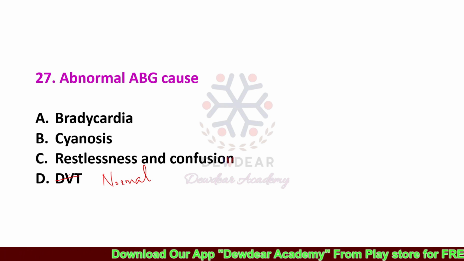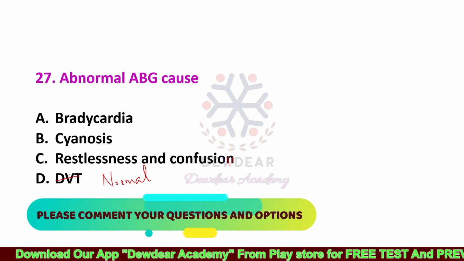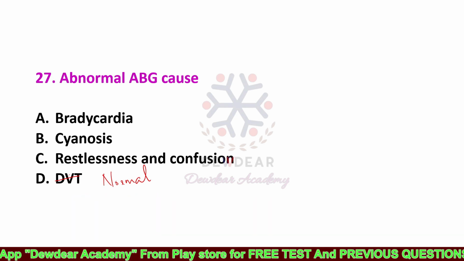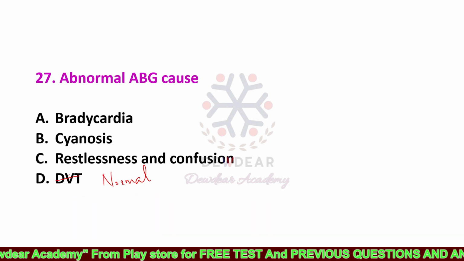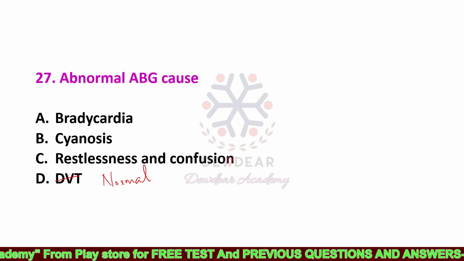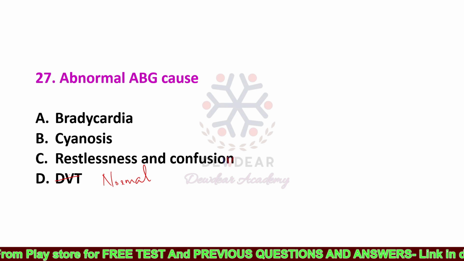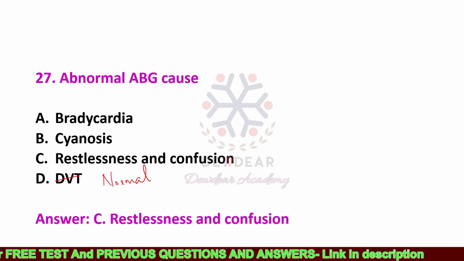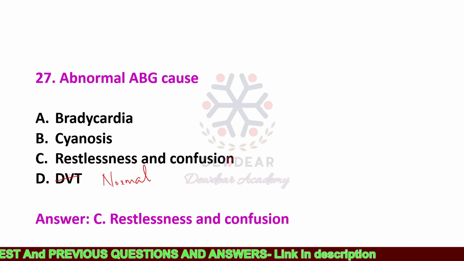Even if there is abnormal ABG, the patient will be having no symptoms, patient will be remaining as normal. So which is the option here. So the correct answer here is option C, restlessness and confusion. In case of abnormal ABG, there will be restlessness and confusion. Option C is the correct answer.